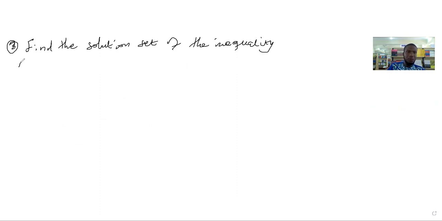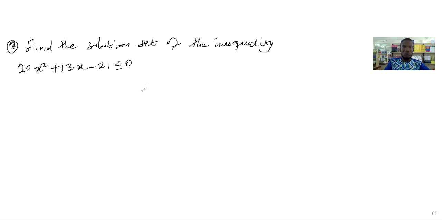20x squared plus 13x minus 21 less than or equal to 0. All right. So straightforward, we move on to step 1, which is we factorize.